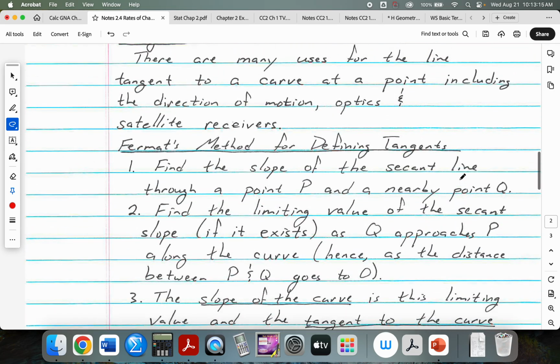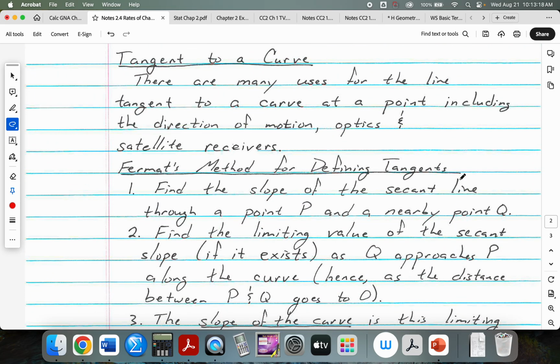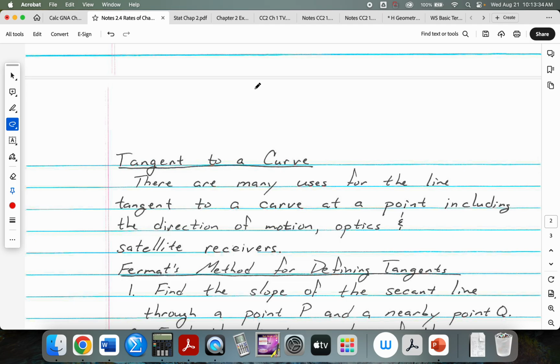All right, page 2. So a tangent to a curve, there's a lot of uses for this. Direction of motion is one of them. If you're driving on a curved road and your car is currently right here, your direction of motion, if you just let go of the steering wheel, is tangent to the road.